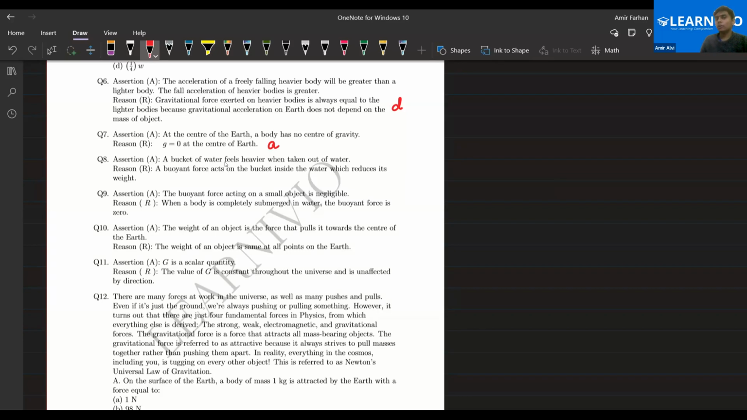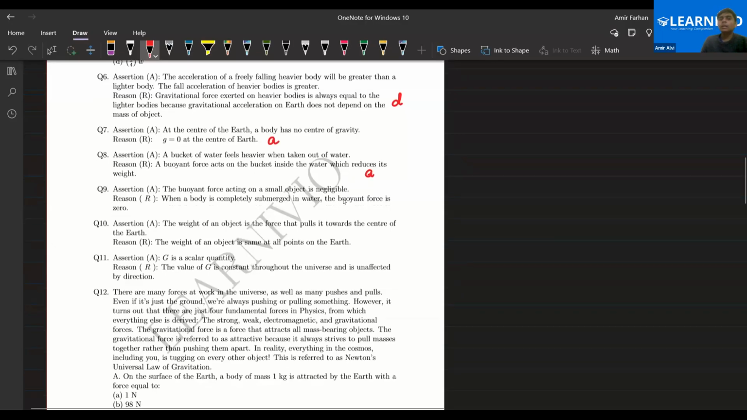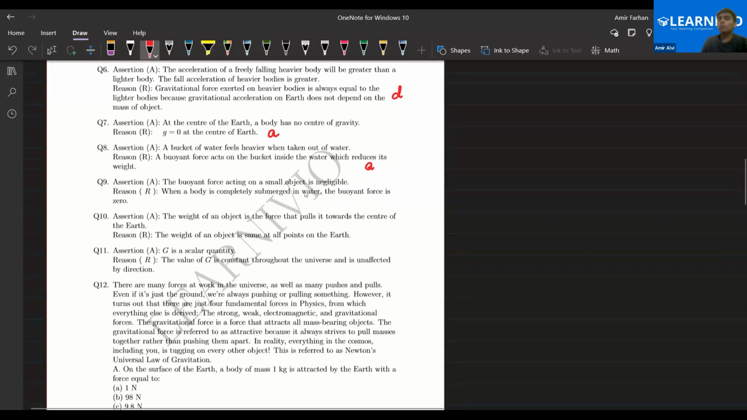A bucket of water feels heavier when taken out of the water. Yes, that is right. An upthrust force acts on the bucket inside the water, which reduces its weight. When the bucket is inside the water, upthrust is acting on it, but once the bucket is taken out of the water, there is no upthrust. That's why it will feel heavier. So that is A. Clear, all of you? Yes, sir.